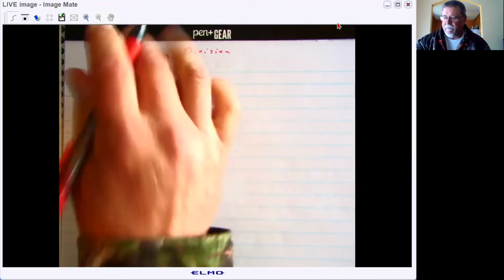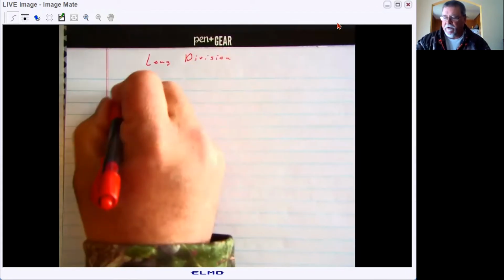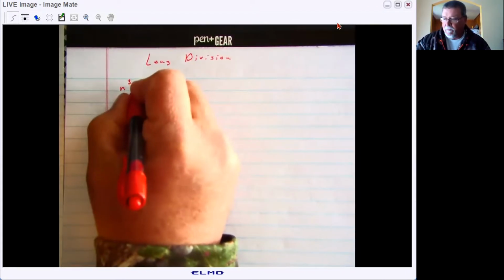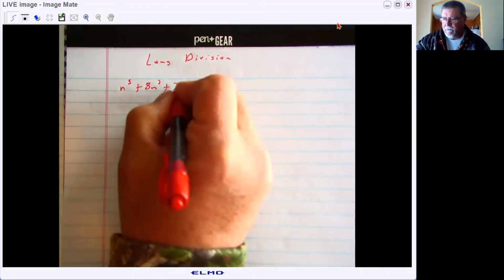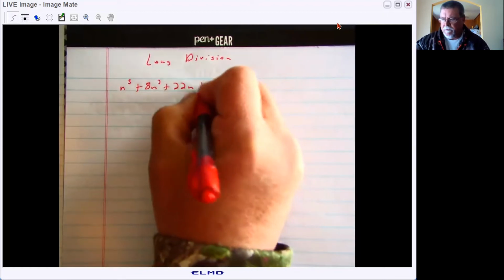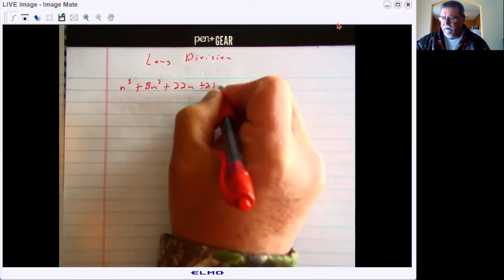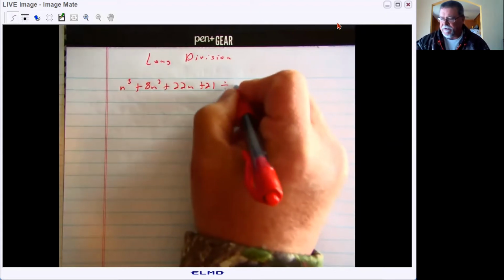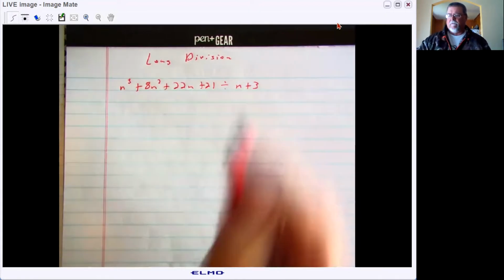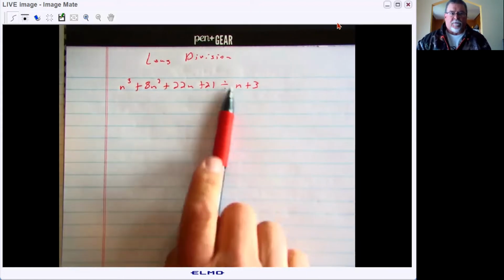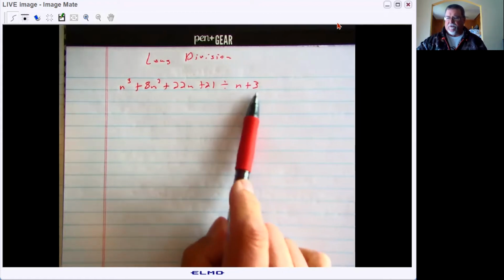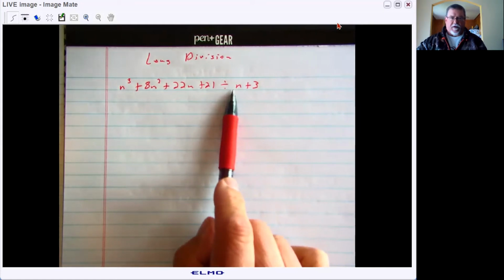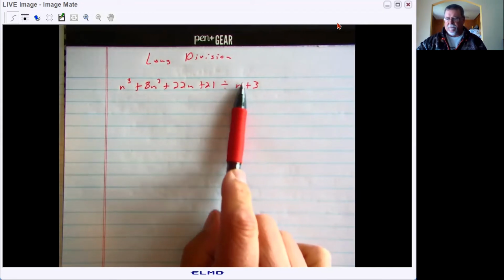This one's not too bad. We're going to start with n cubed plus 8n squared plus 22n plus 21. Then we're going to divide that by n plus 3. Now, first of all, some things to point out. Number one, our divisor is n plus 3. The binomial divisor is n plus 3. It's linear because there's no visible exponent.